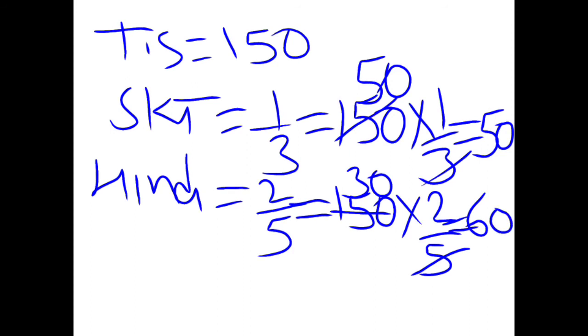So the total number of students for Sanskrit is 50 and for Hindi 60. Now we have to find out for French. So how will we find out? We just decrease this amount from the total.